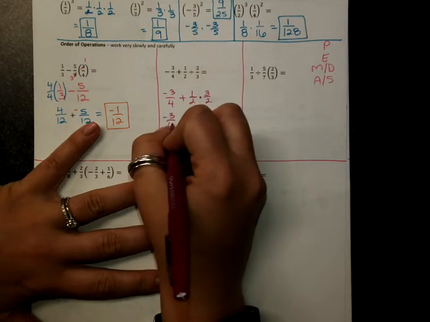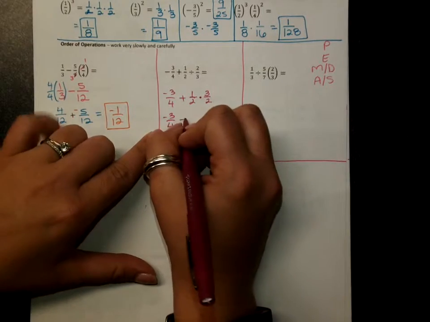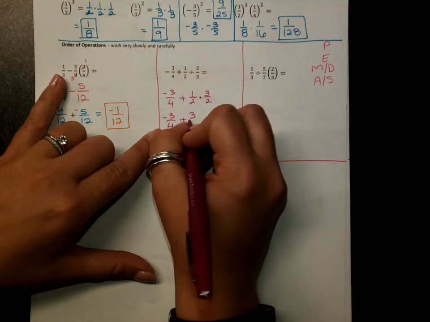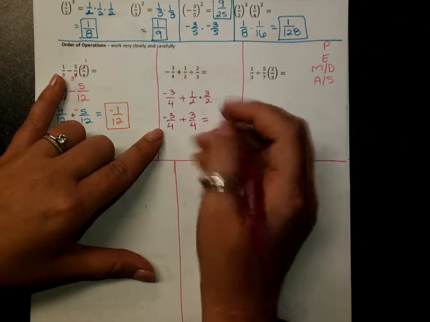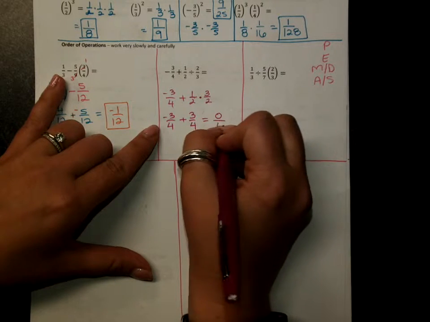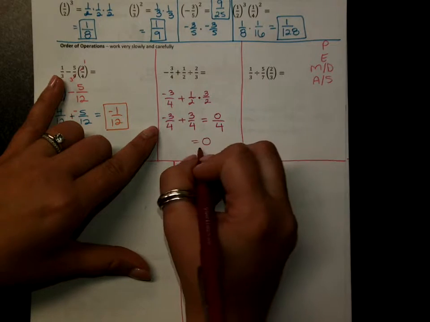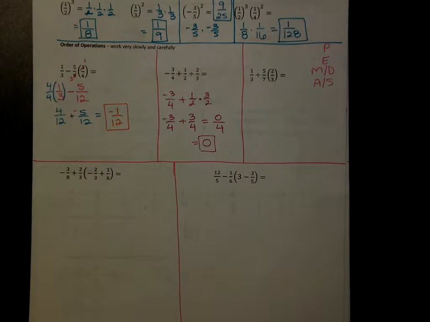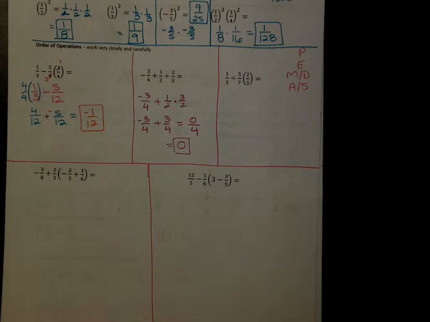Negative 3/4 plus, this would be 3/4. 1 times 3, 2 times 2. So it's negative 3 plus 3, which is 0 over 4. 0 over 4 is just 0. That doesn't happen very often, but sometimes they will work out that way. Moving right along.